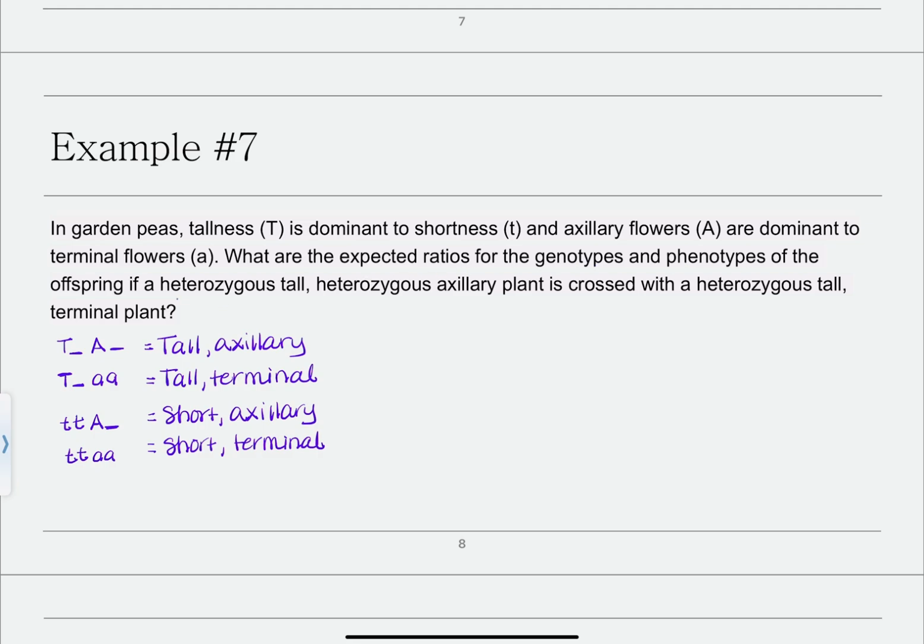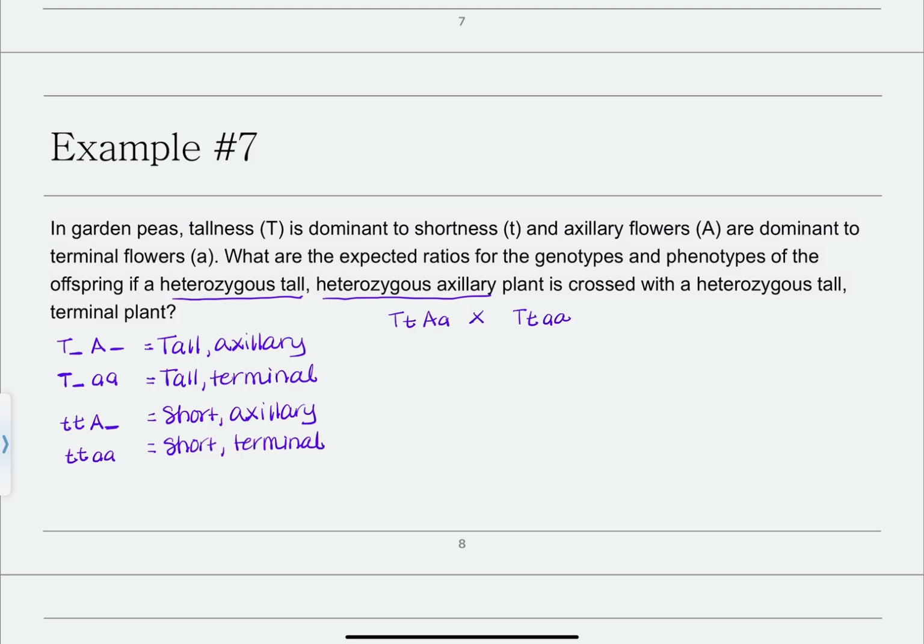So the first one is going to be a heterozygous tall, and remember heterozygous means it has one of each of the alleles. So if we're talking about tall, that means it has one dominant, one recessive allele. A heterozygous axillary plant, so it's going to have one dominant and one recessive allele because it says that it's heterozygous. It's crossed with a heterozygous tall, so again heterozygous means one of each allele. Terminal plant, so the only genotype we can have for a terminal plant is two recessive alleles, so that would be the genotypes of the parents.